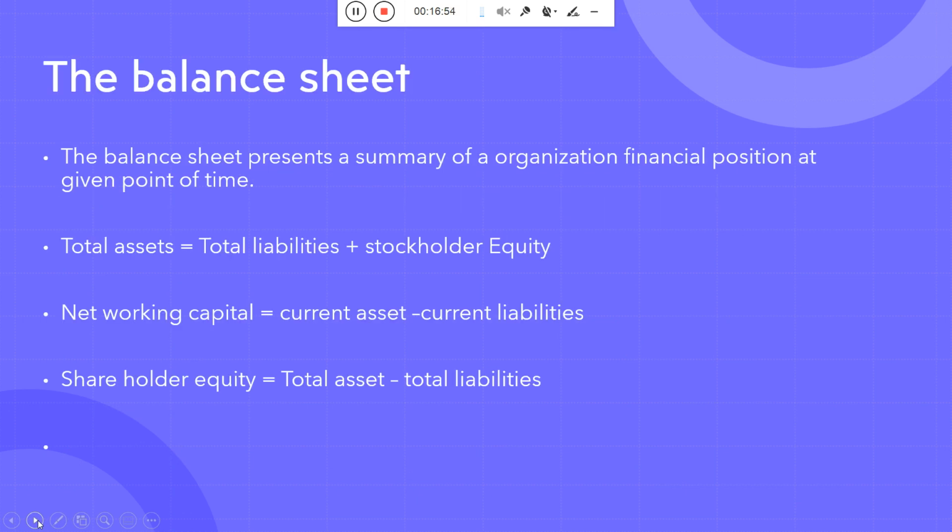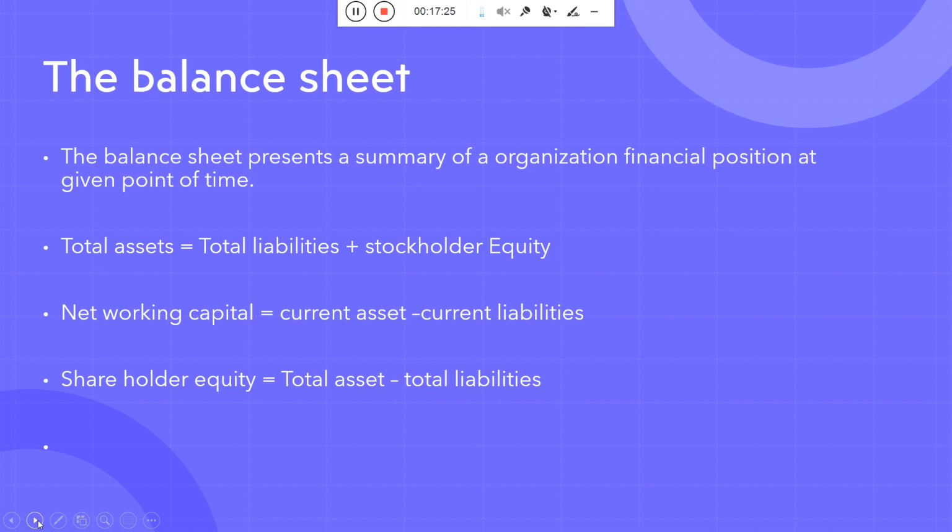Just wait. What is the balance sheet then? The balance sheet presents a summary of the organization's financial position at a given point of time. At a given point of time, how much cash is available in my organization, how much asset is available in my organization, you can calculate by using the balance sheet. So what is the total asset? The total asset is equal to the total liabilities plus stakeholder equity.